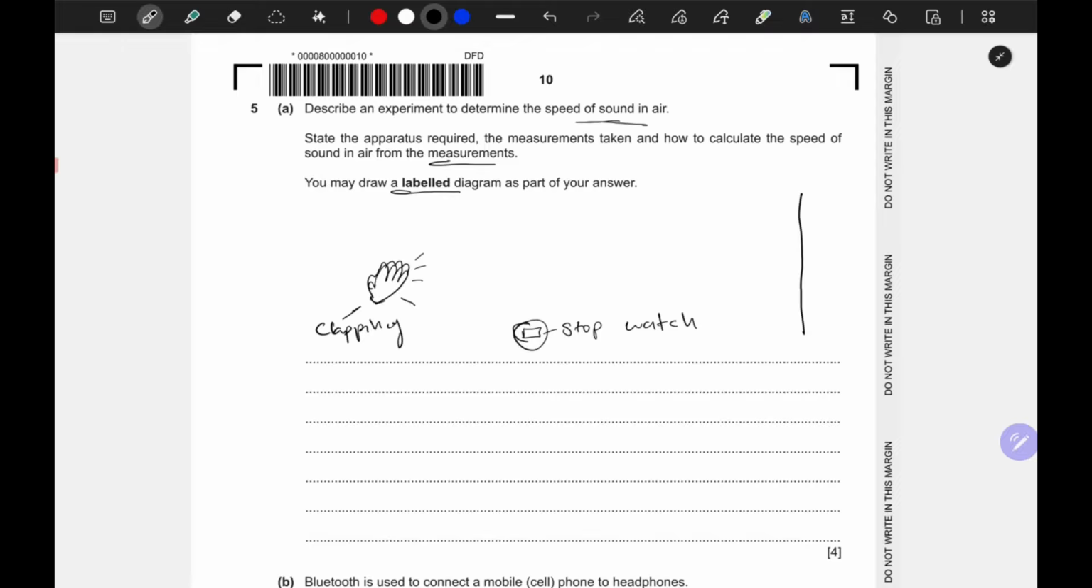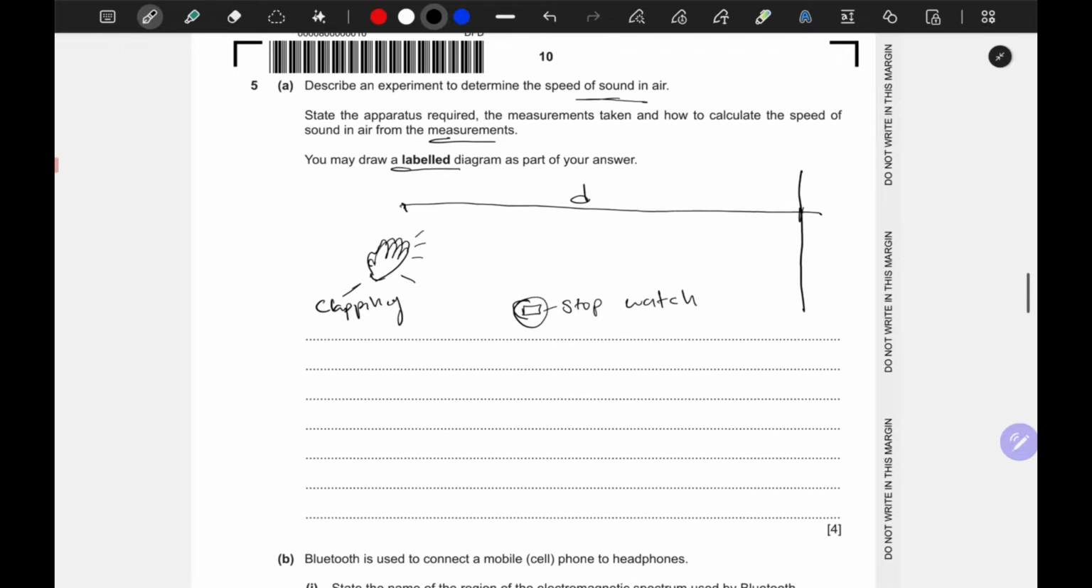So what we can do is, when one person claps, when that clap is heard, you start the timer, and then after you hear the echo, you stop the timer. Now we have the time, and then we can use a measuring tape to measure this distance. This distance, let's call it d. So now we have the time and also the distance. So now we can calculate the speed of sound.